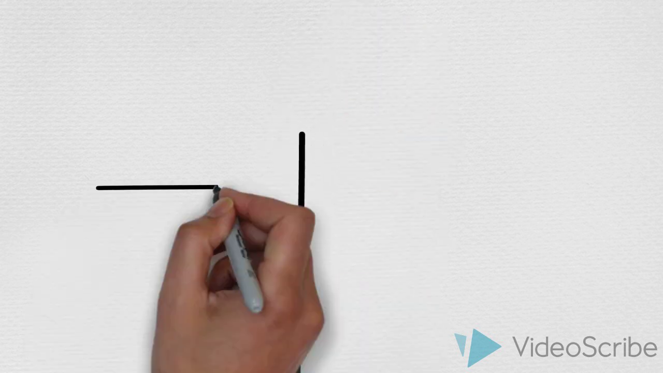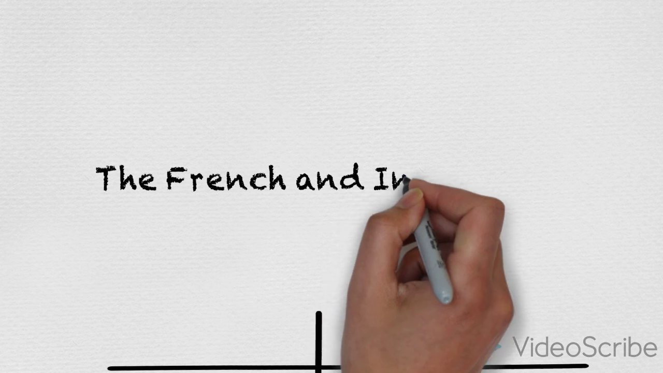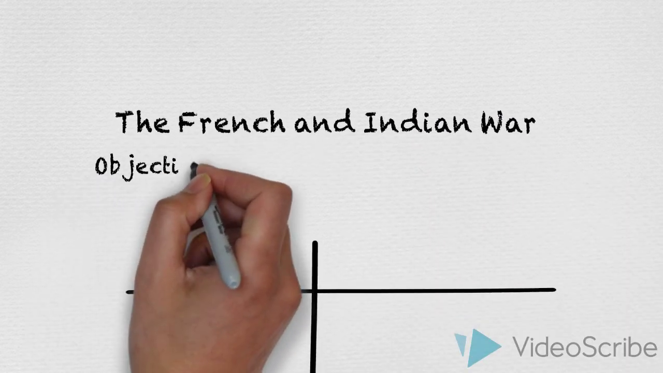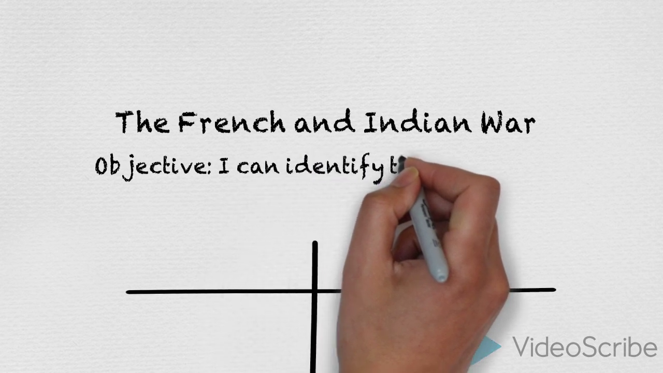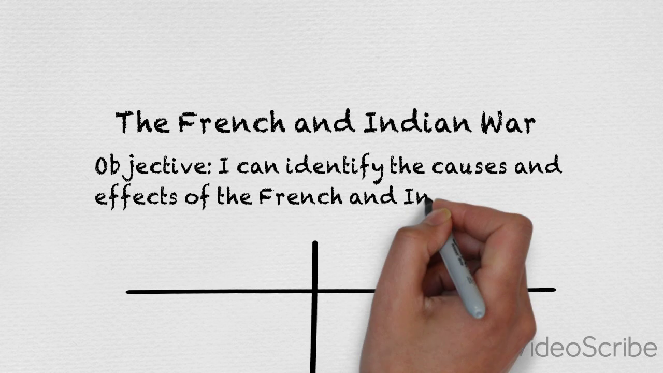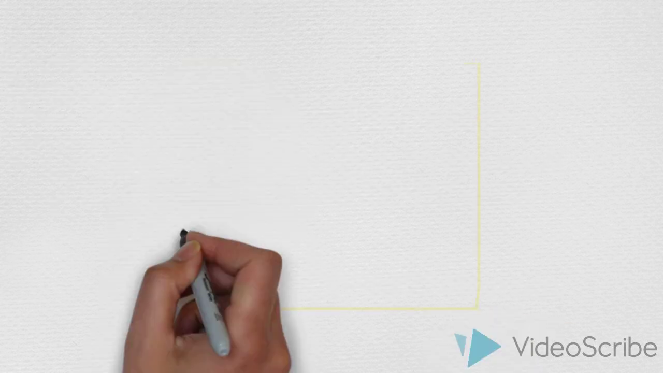Before we start, I want to just remind you to set up your 2-column notes. So you're going to draw a T-chart like this, and at the top of the page you're going to write the title, The French and Indian War. On the next line you'll write our objective for today. Our learning objective is that you will be able to identify the causes and effects of the French and Indian War. Below that, on the left side, you will write key terms or things that you think are important, and on the right, you will write your notes.